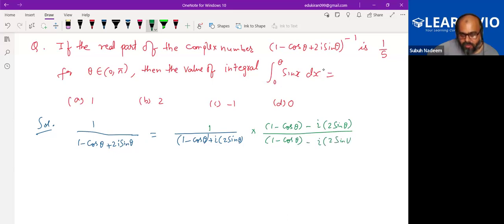What is the benefit of multiplying with the conjugate? The denominator will become real. That is the identity a square minus b square, which will make it real. So it will change into x plus iy form, and then from there, you can say that the real part is 1 by 5 and you can find θ. So just give it a try, then we'll discuss.